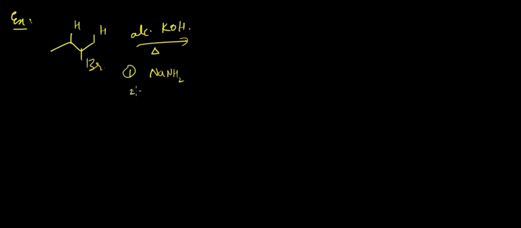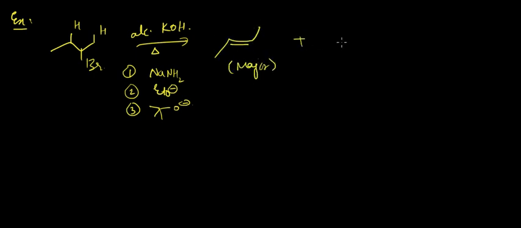NaNH2 also. It can be EtO minus. It can be this. Okay, so in all the cases this would be the major product and this would be the minor product. So how does this happen? Obviously, we would have something like this also. Okay, so this would be the minor product.